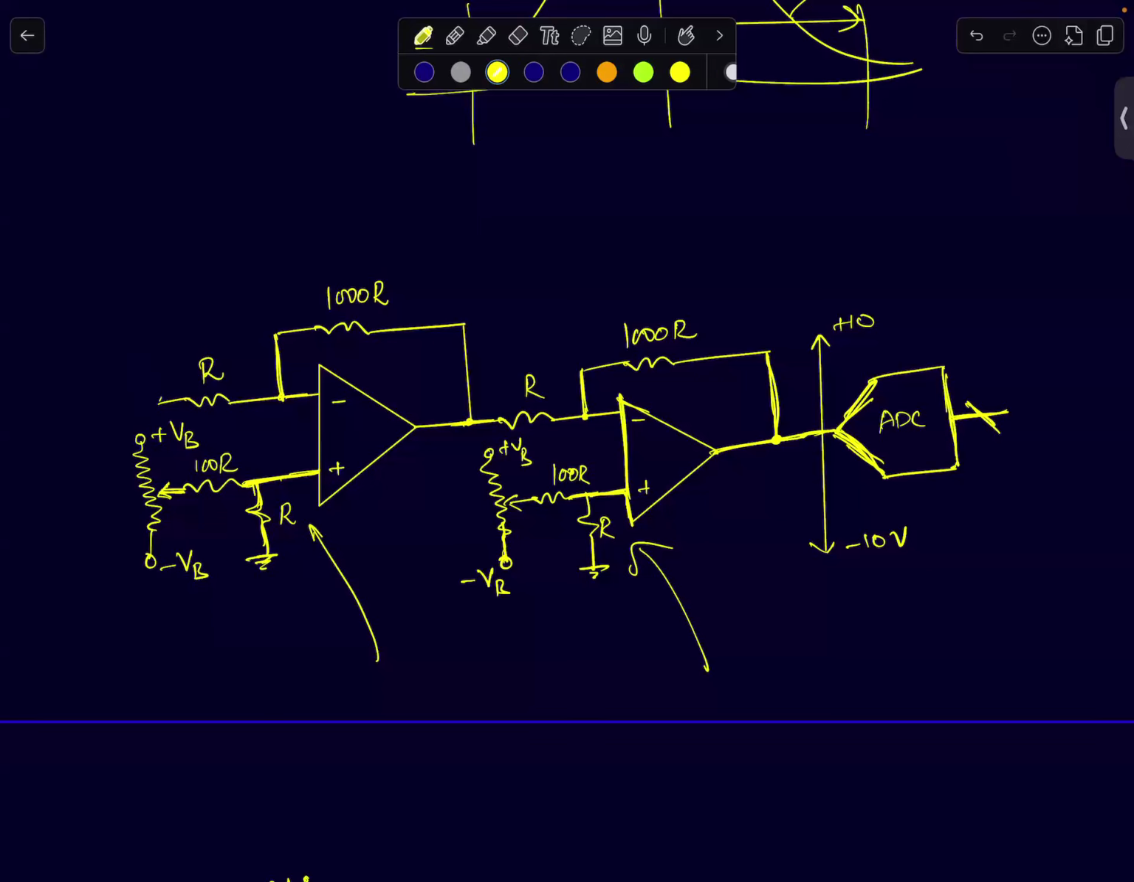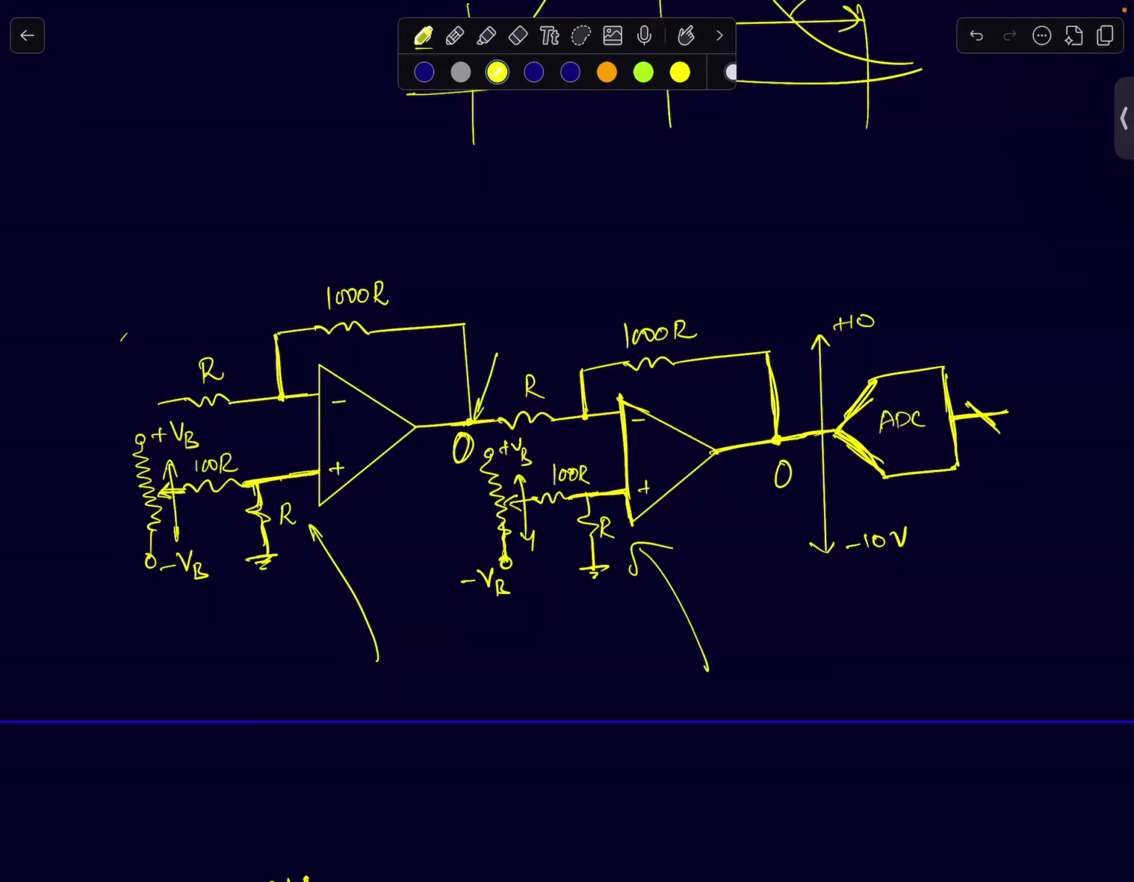Short circuit your input. Assume you have not applied any input, and then vary this potentiometer till this output goes to 0. Okay. So now your first op amp has been calibrated, or offset has been nulled for the first op amp. Then once this is 0, similarly for the second op amp, vary this potentiometer till the second op amp's output is also 0 if your input to the second amplifier is 0.